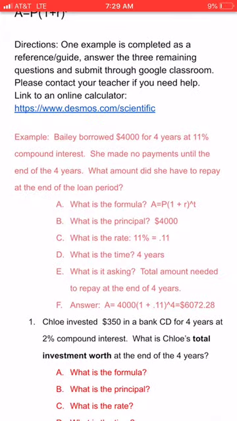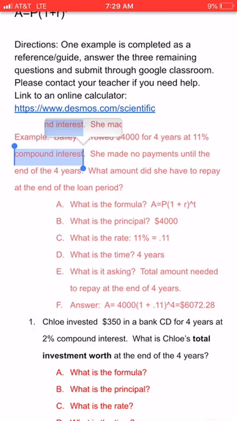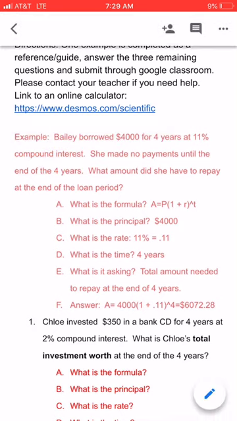Let's get started. Bailey borrowed $4,000 for 4 years at 11% compound interest. Notice that it says compound interest. Last week, all of them said simple interest. So next week, we're going to compare simple versus compound interest. This week, we're only talking about compound interest. She made no payments until the end of 4 years. What amount did she have to repay at the end of the loan period?